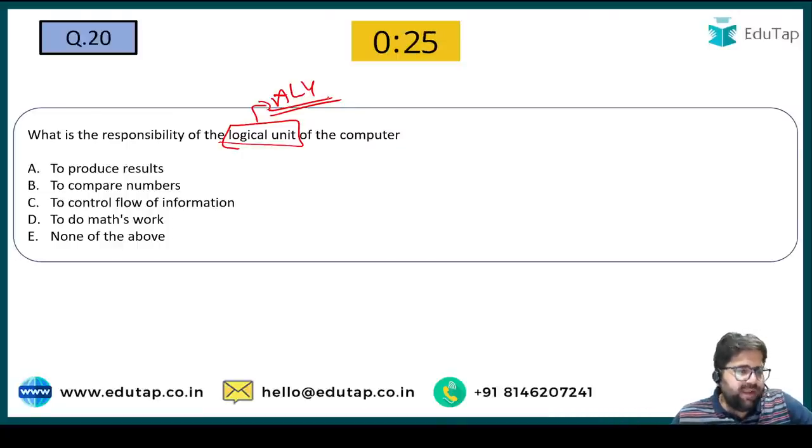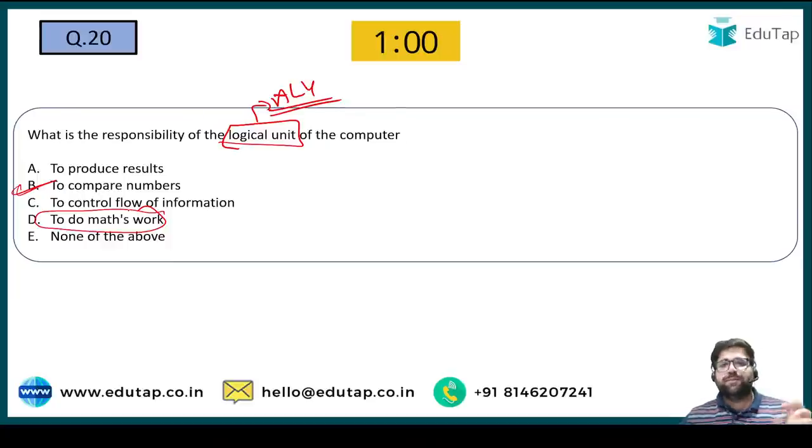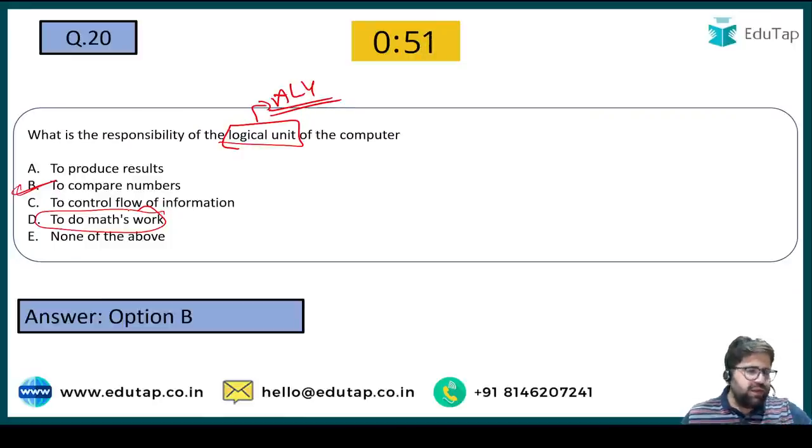Chetan is coming with B, to compare numbers. Yes, here the correct answer will be option B, because previously I have told you how you have to compare your numbers. Different statistical tools will also be performed by ALU as well. This is a very important question; in my live practice sessions I have seen that many people go with the wrong domain. This domain is a subset of ALU. You cannot say that ALU's major work is only math. The major work of ALU is comparing numbers. To control the flow of information, Deepak is going with option C. No, the correct answer here will be option B.